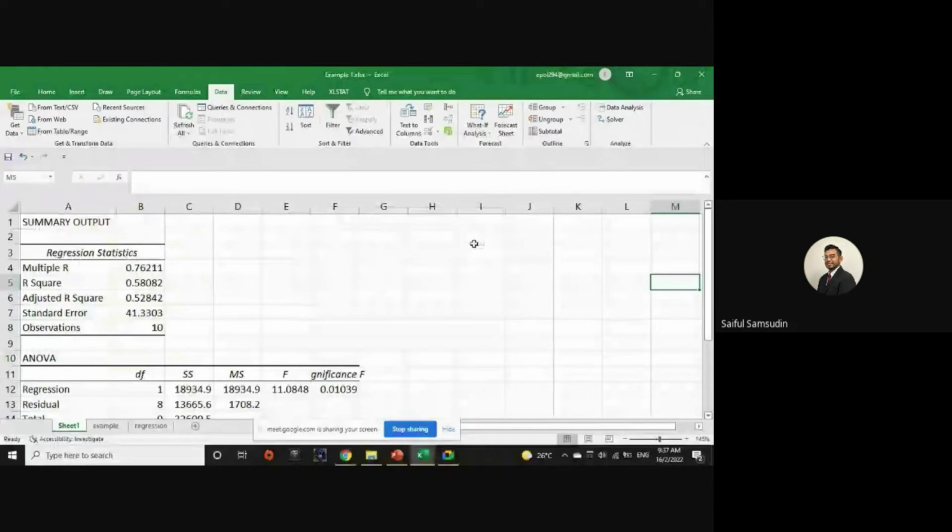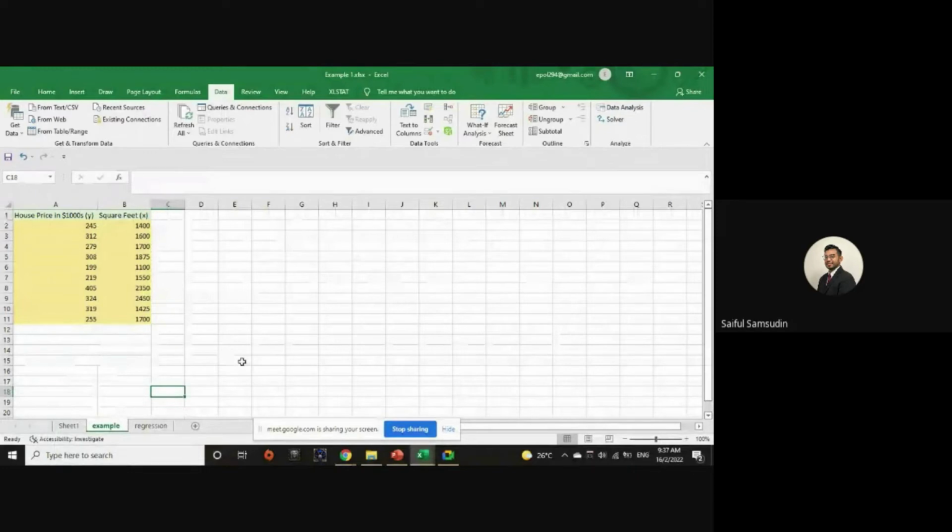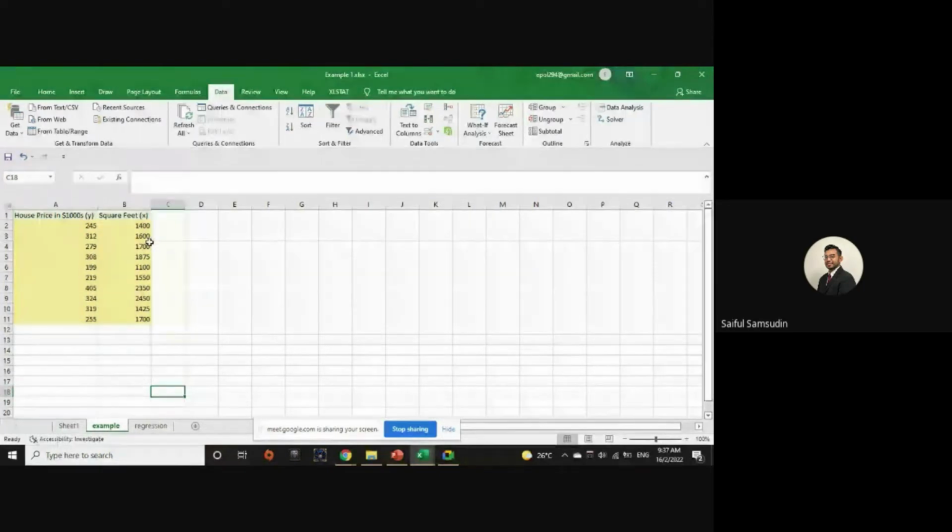Okay, you go to the data set, the example one data set. So this is not the environmental data, but I want to show you the basics of regression first. So we have house price in $1,000 as our dependent variable, and we have square feet in X, square feet of house. So how can we use these two variables to come up with the regression?